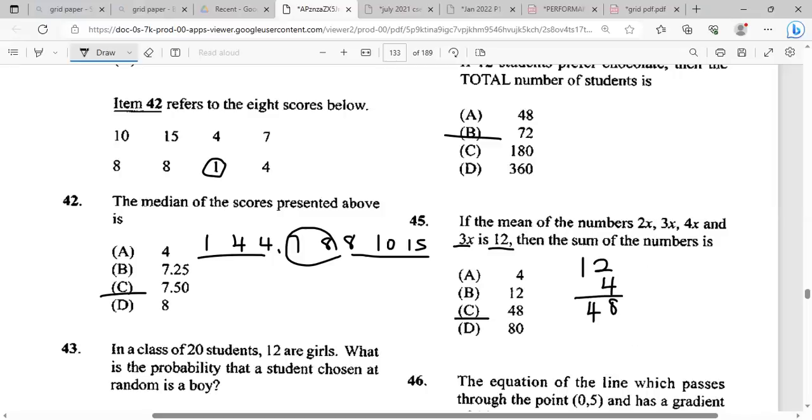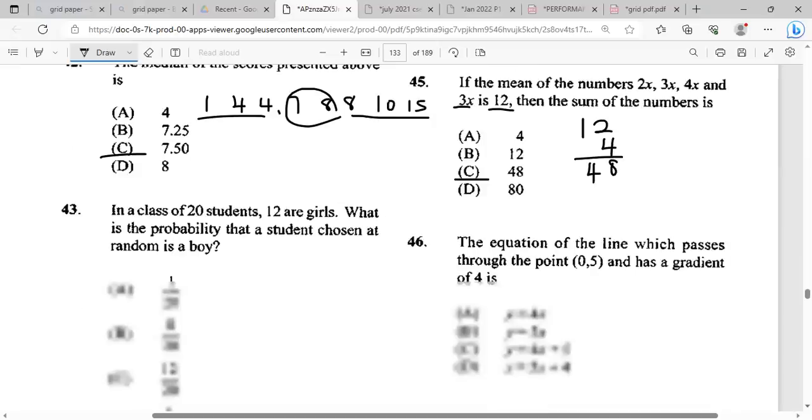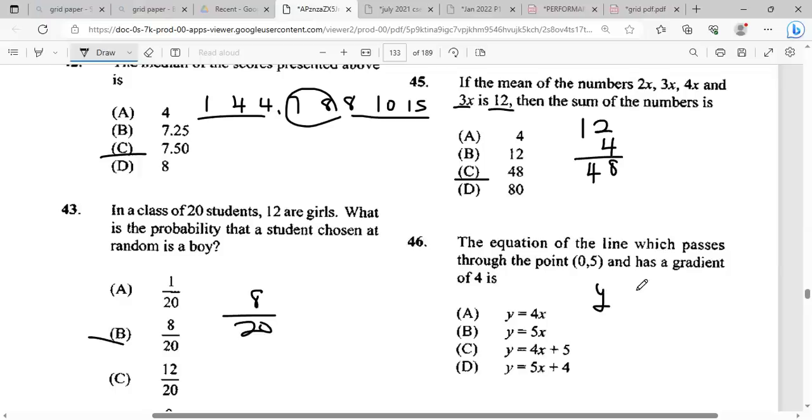So be wise on these, all right? 46. The equation of the line which passes through the point (0, 5) and has a gradient of 4 is, so every straight line graph is in the form y equals mx plus c.